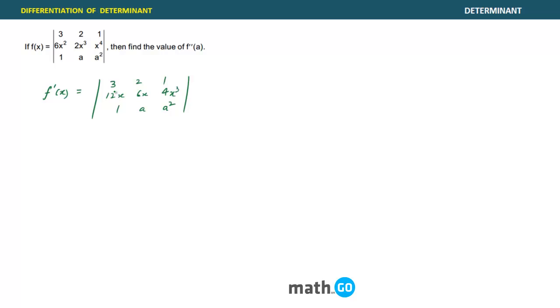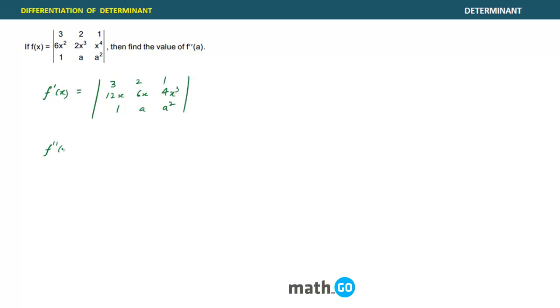So why am I not differentiating the other ones? Because even if you differentiate this, the derivative of 3 is 0, the derivative of 2 is 0, this derivative will be 0, so the whole determinant will become 0. If you differentiate the row 3, this will be 0, 0, 0. You need not write this. You are wasting your time by writing this.